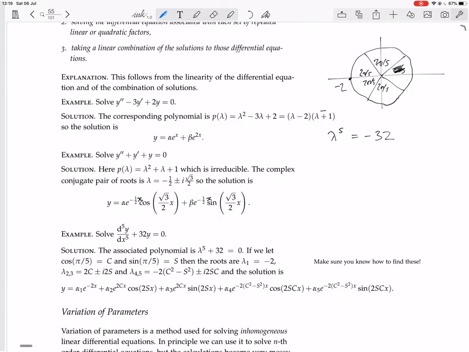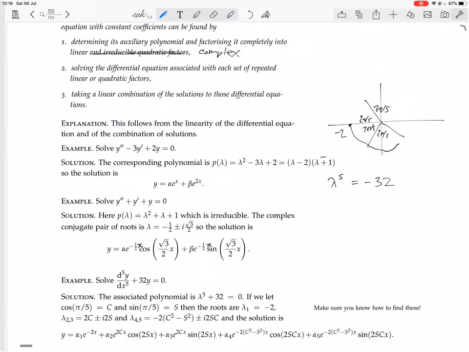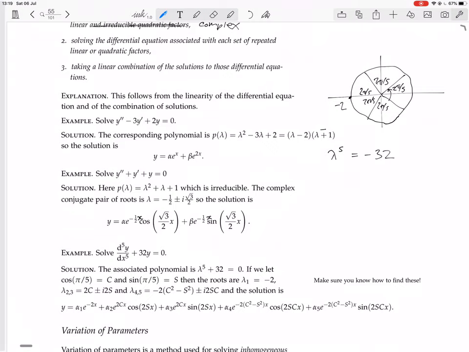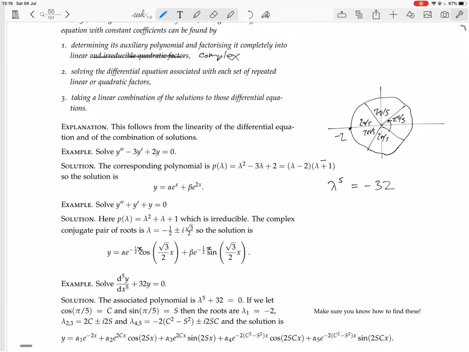I didn't mean that angle, I meant this whole angle here is 2 pi over 5. So there's 5 angles of 2 pi over 5 that add up to 2 pi, and we know that one of the roots is minus 2, on the negative axis. So we can figure out the other ones. The roots are evenly arranged, which means this angle here must be pi over 5, right?